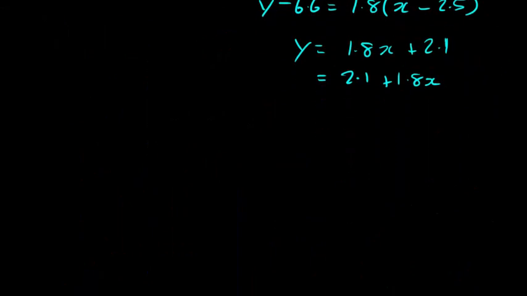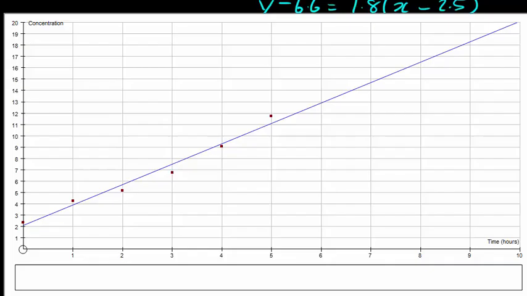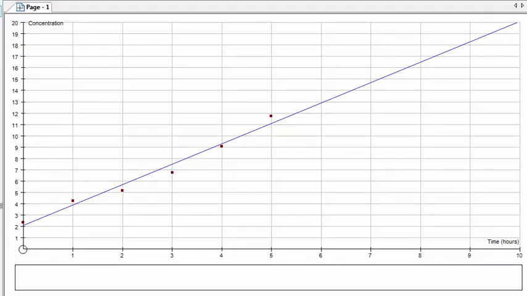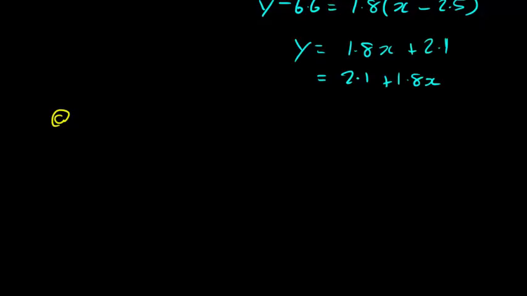is 2.1 plus 1.8x. So at my x value, and if you remember correctly, my x value was the time on my graph, time along the x, concentration on the y. So at x equals 3.5, I'm able to work out what the concentration is.